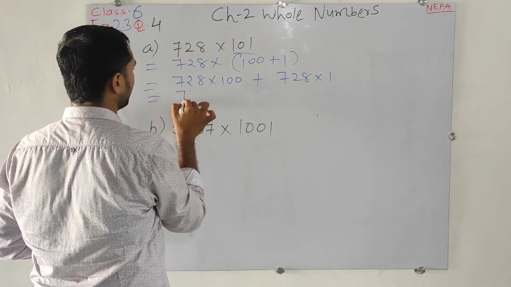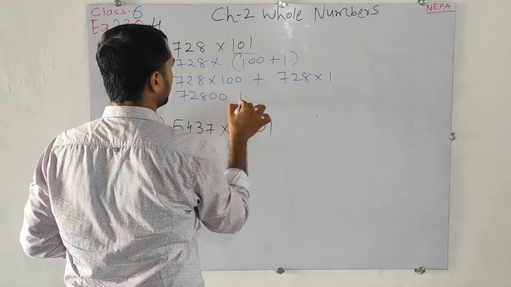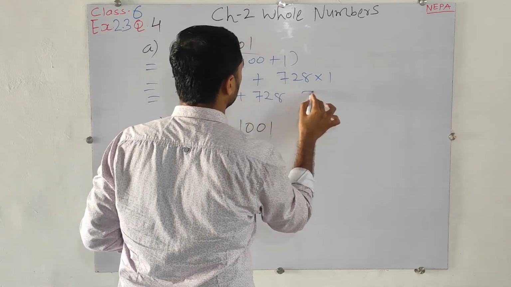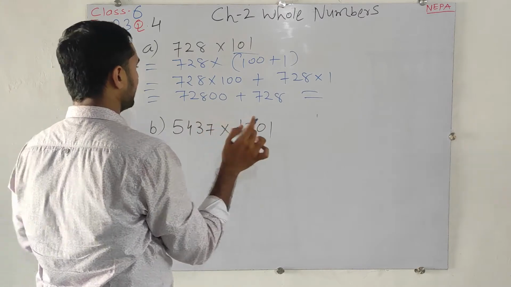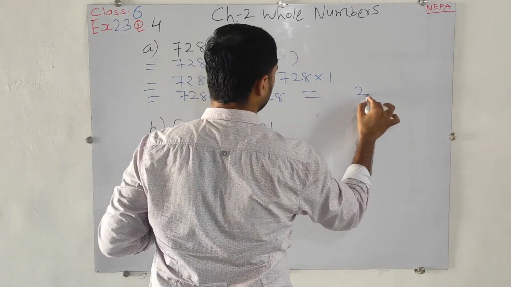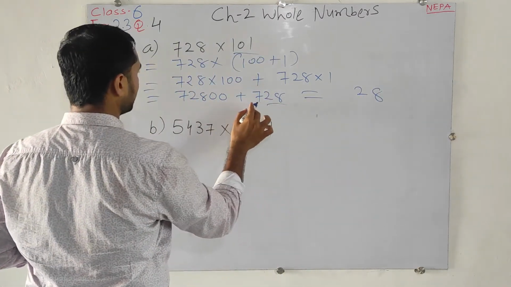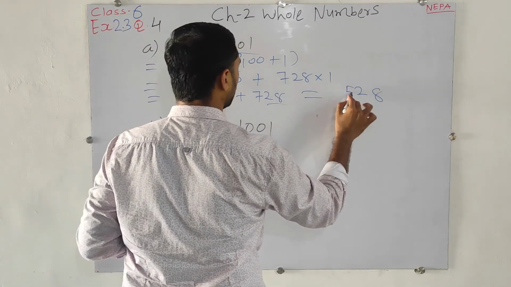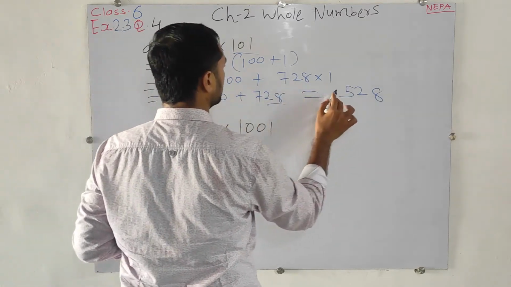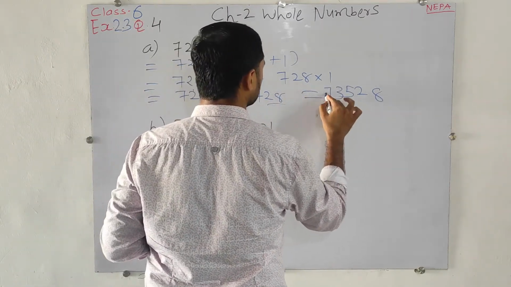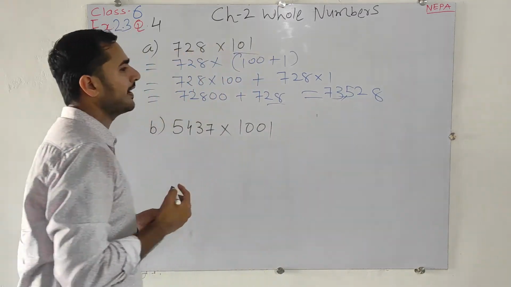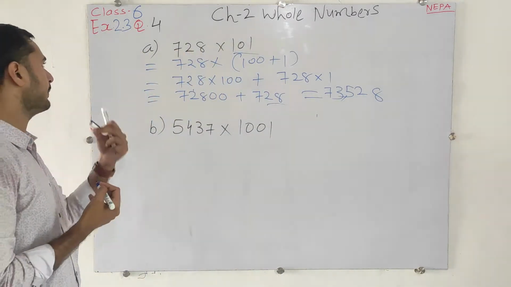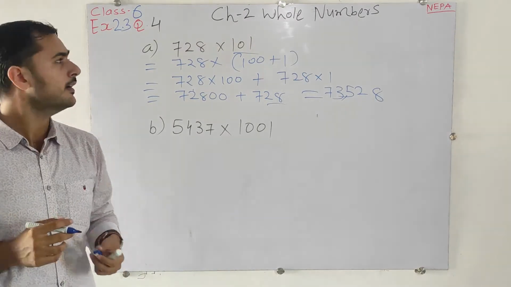Okay, so this is 72800 plus 728. So the final answer will be, 728 as it is. Now 7 and 8, that's 15, 5, 1 carry, 1 and 2 and 1, 3, that's 7. So that is 73,528. That's the answer for the sub question A of question number 4.